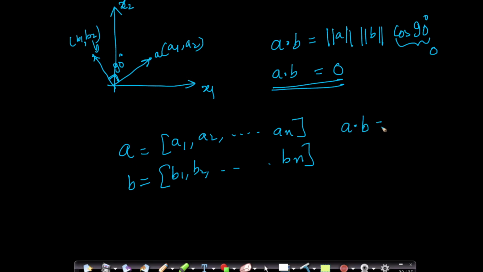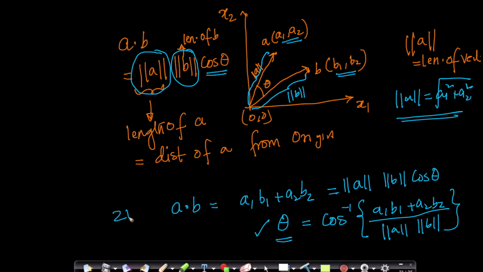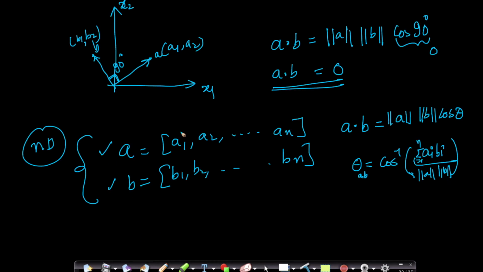I could just compute A dot B, which will always be length of A and length of B and cos theta, right? Which means I can compute the theta as cos inverse of summation AiBi, right, by length of A and length of B. So if you give me two vectors in any dimensional space, I can compute the angle between those two vectors. I can compute the theta between A and B very, very easily, because what I've learned in 2D, I'm just extending it to n-dimensional space, right? Whatever I learned in 2D, I'm just extending it to n-dimensional space.